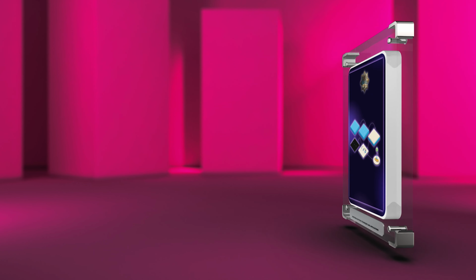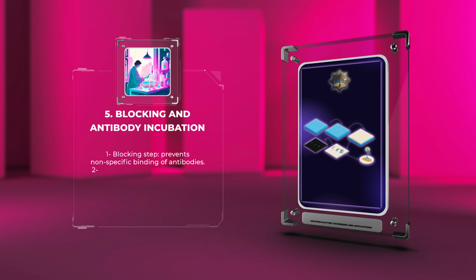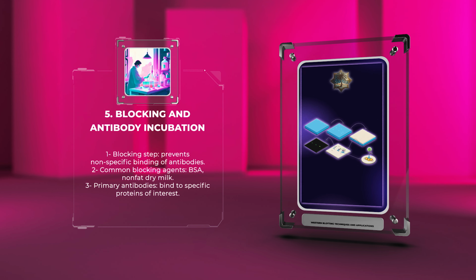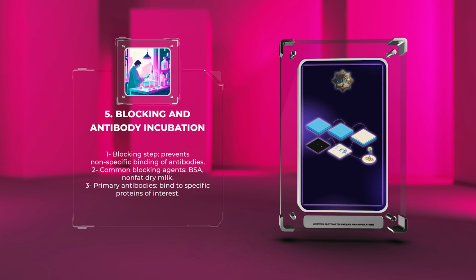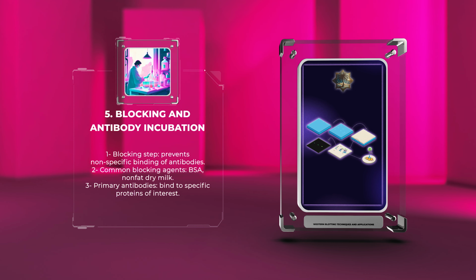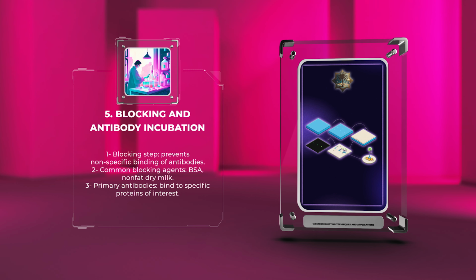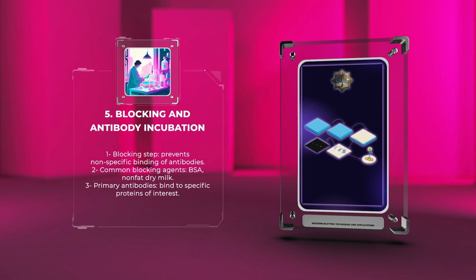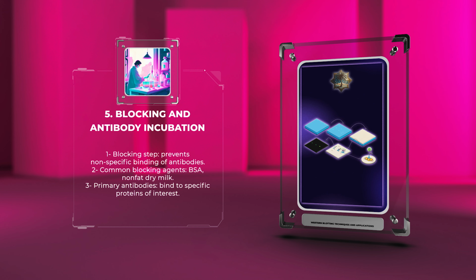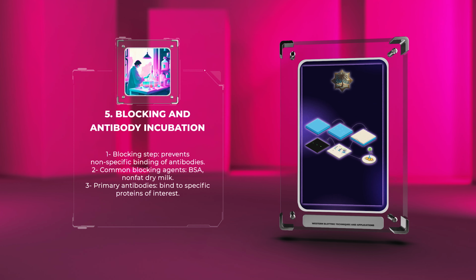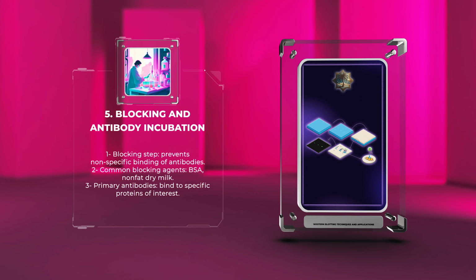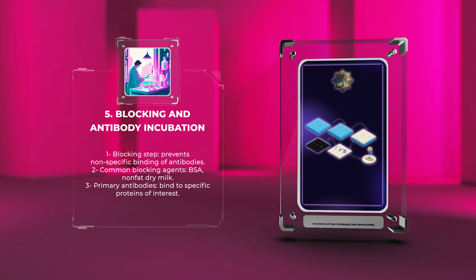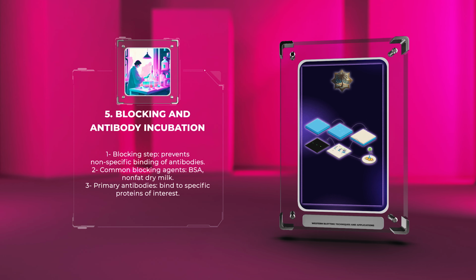After protein transfer, the membrane is subjected to a blocking step to prevent nonspecific binding of antibodies to the membrane surface. Common blocking agents include bovine serum albumin, BSA, or non-fat dry milk, which saturate unoccupied binding sites on the membrane. Following blocking, primary antibodies specific to the protein of interest are incubated with the membrane. Primary antibodies bind to their target proteins with high specificity, allowing for subsequent detection and analysis of the protein.